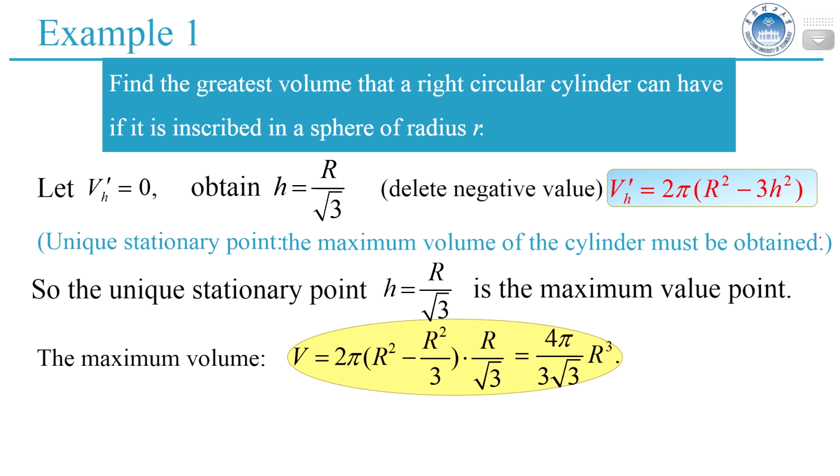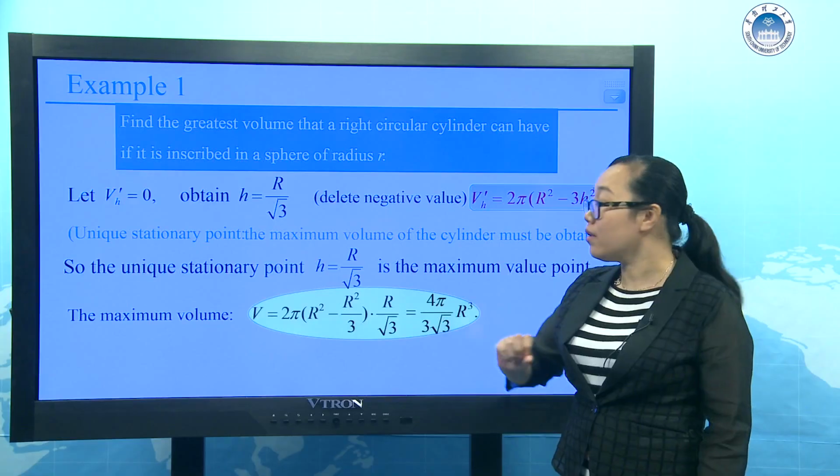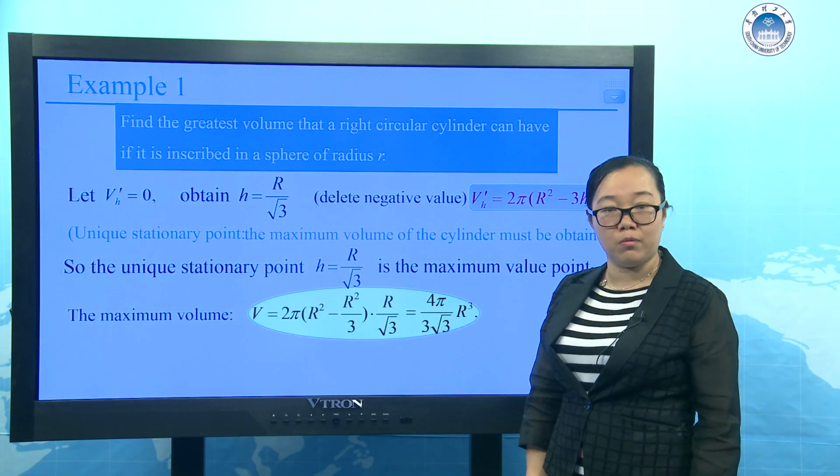Pay attention to example 1, how to apply the 5 steps. Write our objective function as a function of one single variable. Try to find the stationary point, meaning the critical points, and then get the maximum volume.